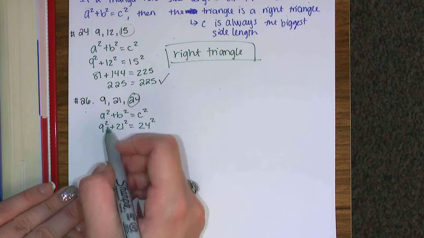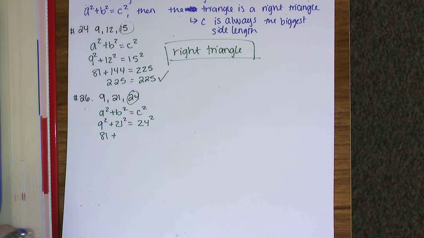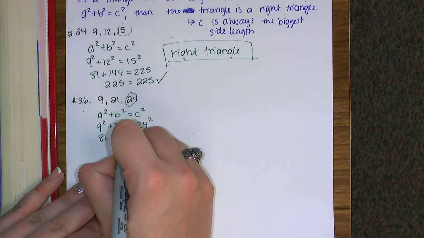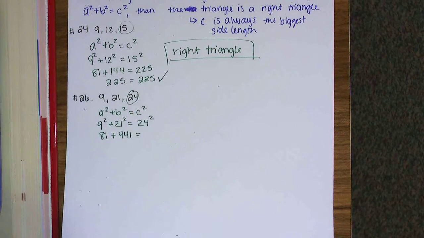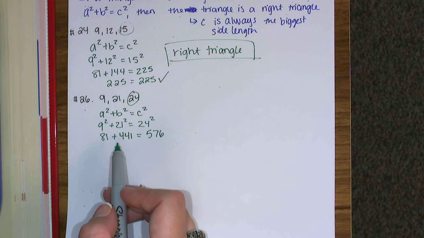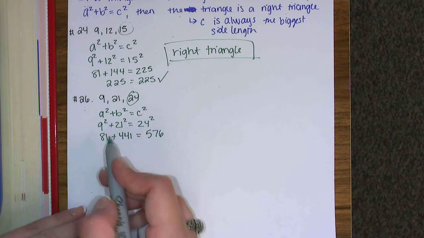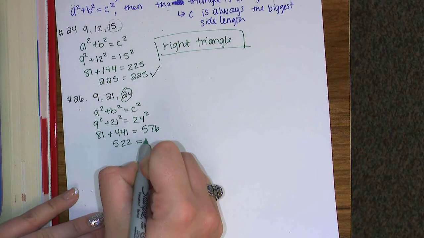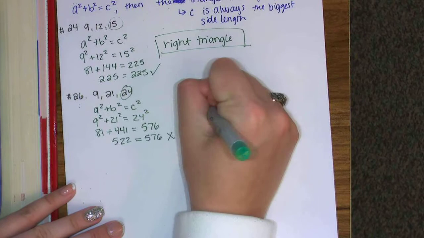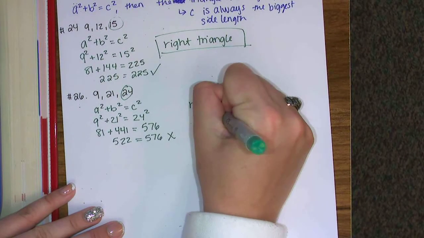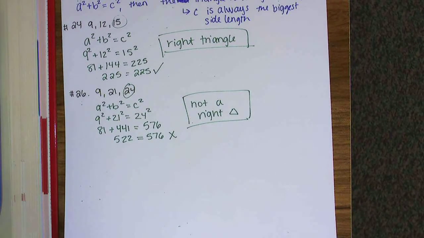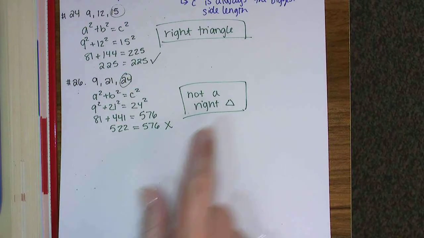Well, 9 squared is 81 plus 21 squared is, I'm doing these on my calculator since they're really big, 441, is equal to 24 squared, which is 576. So 441 plus 81 is 522. This right here is not true, so it is not a right triangle. And you can just write a little triangle symbol if you need to write the word triangle. You don't have to actually write the word out every time. I do that a lot as a shortcut.